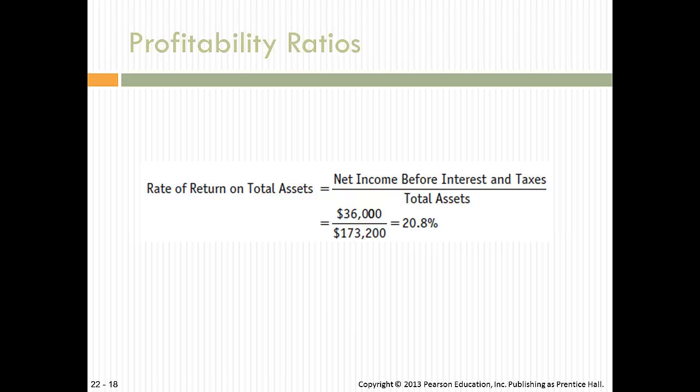Here we have the rate of return on total assets. It's calculated as net income before interest and taxes, all divided by total assets. In this example, we arrive at 20.8%. If this number is compared with other companies in the same industry, it can indicate how well the company is using its assets to make profit compared to other companies.